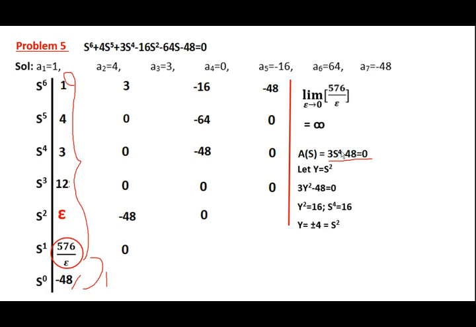So instead of s bar 4, I'll substitute y is equal to s square. So s square is equal to y means s bar 4 will become y square. 3 into y square minus 48 is equal to 0. So now find out what is y square. Send this 48 to the right side. So 3y square is equal to 48. Y square will be equal to 48 divided by 3. That is equal to 16. So y square is nothing but s bar 4, y is nothing but s square. So s bar 4 is equal to 16.